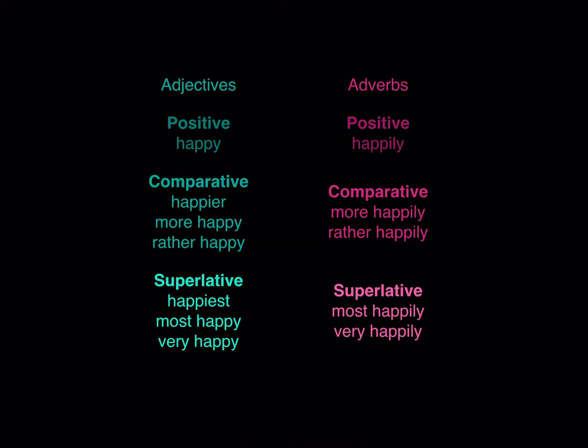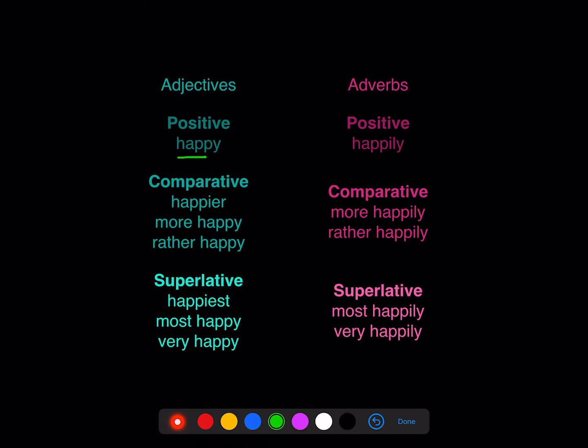So far, we have only been using positive degree adjectives and adverbs. So, an example of a positive degree adjective, happy, a positive degree adverb, happily. So now we're going to add in comparative and superlative forms of both adjectives and adverbs.